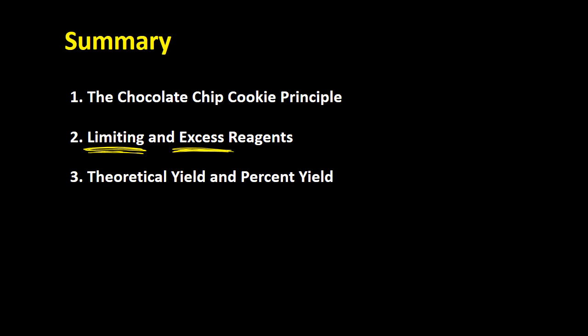And then we just did a calculation on theoretical yield and percent yield. And remember that percent yield is the actual yield divided by the theoretical yield. And then in order to make that into percent, we'll multiply by 100%.